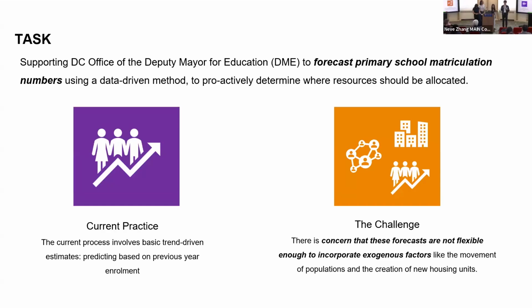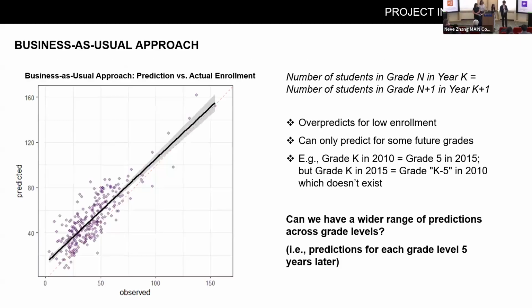Our task is to help DME forecast elementary school matriculation numbers, improving the current approach by accounting for exogenous factors in our forecasting. Ideally, we want to show student enrollment for each grade as well. The current approach is shown by this equation. As you see on the graph here, it tends to overpredict for low enrollment. Additionally, they can only predict for some and not all future grades.